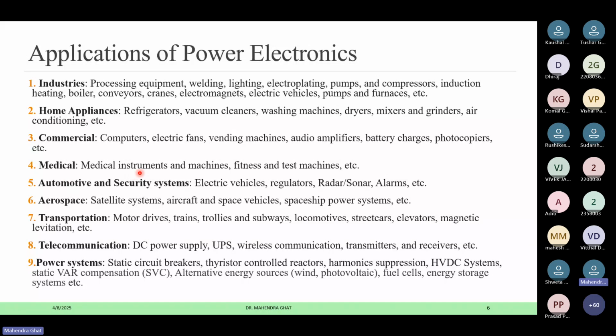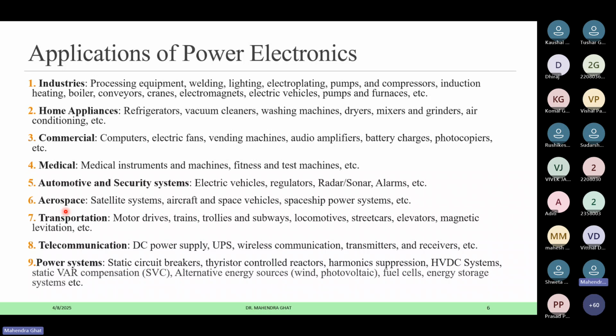Medical also: all the equipment and machinery coming in the medical field now also uses power electronics. Automotive: previously there was very low use of power electronics in automotive, but with electric vehicles, nowadays automotive is becoming completely dependent on power electronics. Other useful places where power electronics is used include regulators, radars, alarms.